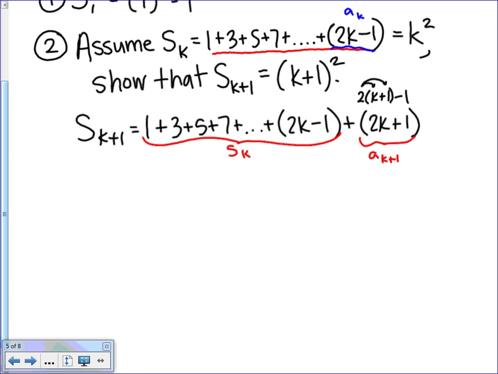Okay, so on the next line, we're doing algebra, remember? I'm going to use substitution. I assumed that s sub k was equal to what? K squared. Just k squared. So where all of this stuff is in red with s sub k, I could just write k squared. And I'm going to add to it the other term, the extra term, the k plus 1 term. So plus 2k plus 1.